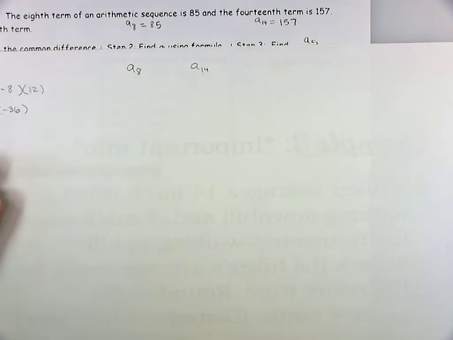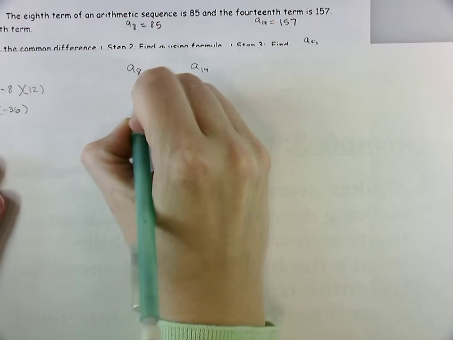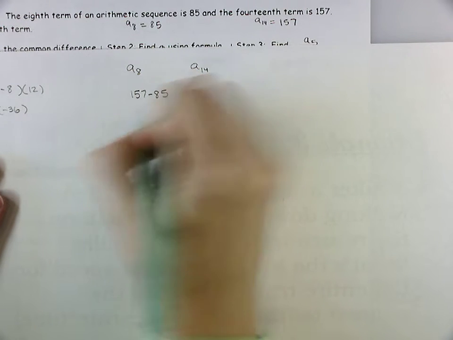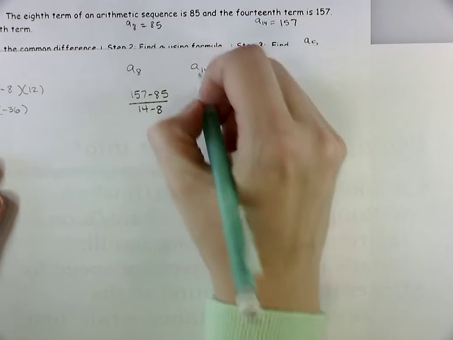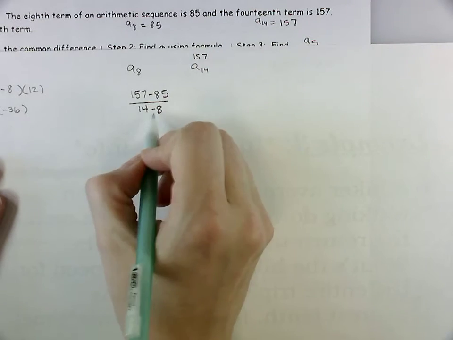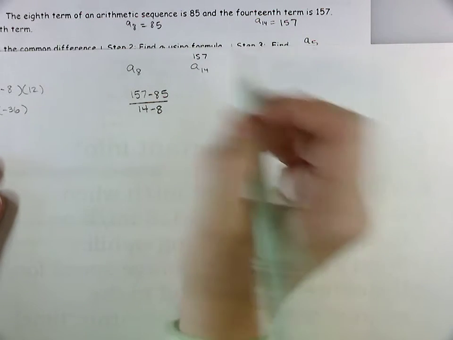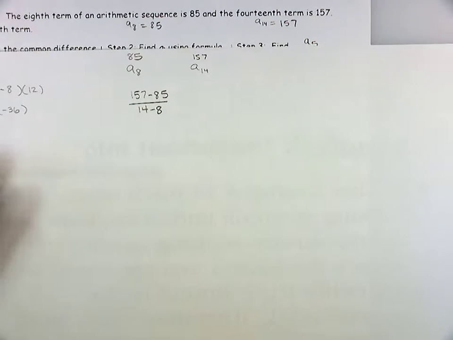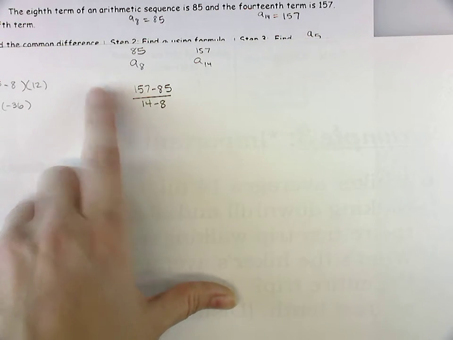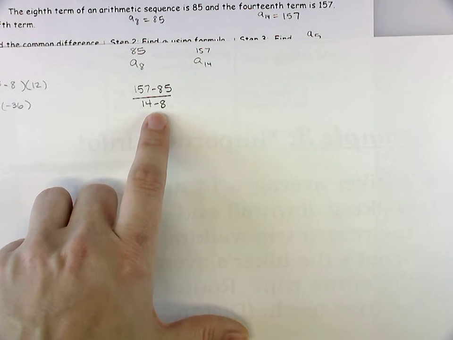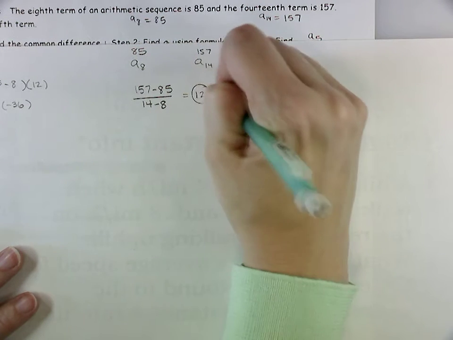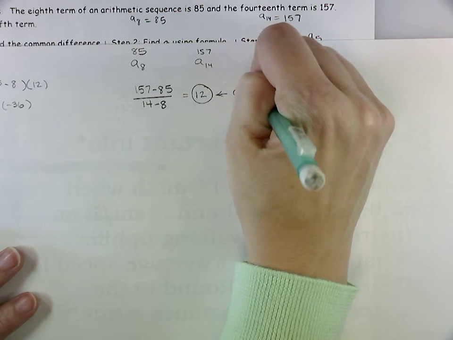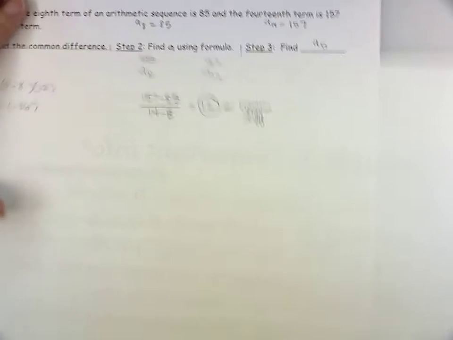I did 157 minus 85 divided by, what is it? 14 minus 8, right? Okay, so if you know that a sub 14 is 157, and you know that a sub 8 is 85, you could find the difference between them and then divide by how many spaces there are. So when you did that, what did you get? 12. Okay, so you could also use this to find your common difference.